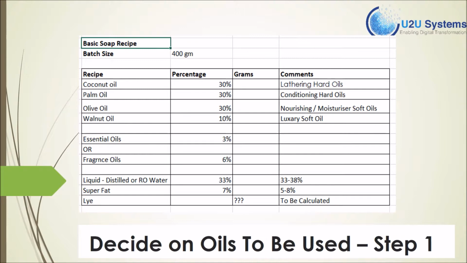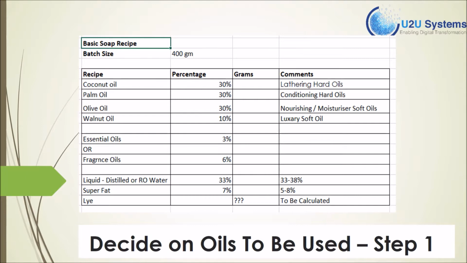Let us now understand how to create a soap recipe. In the first step, we decide on oils to be used. In this case, we have taken coconut oil as 30%, which is lathering hard oil, palm oil as 30%, which is conditioning hard oil, olive oil as 30%, which is moisturizing soft oil, and walnut oil as luxury soft oil.